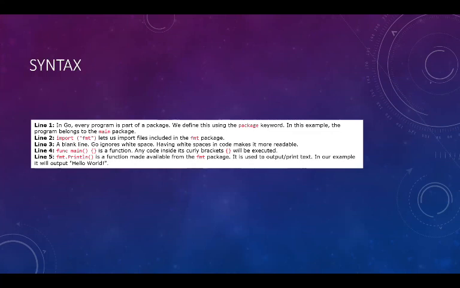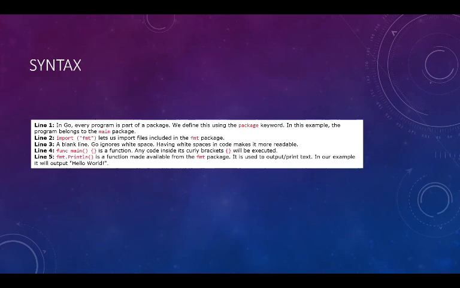In the last video, I explained the basic syntax, which included the main package name, import, fmt, function main, println. I'll just try to tell you once again about the same procedure and what exactly the syntax is. In Golang, every program is a part of a package. So we need to define this using the package keyword.